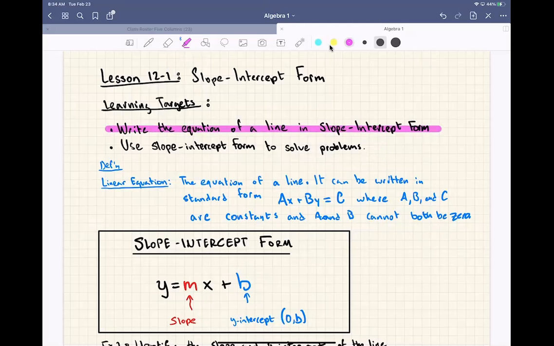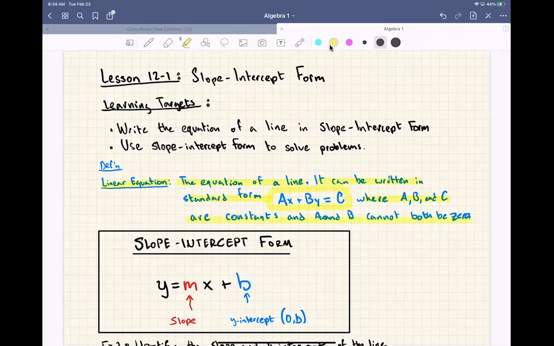But first we gotta go over one word before we can even begin. The word is linear equation. That's our new term today. A linear equation is the equation of a line. It can be written in standard form, which is ax plus by equals c, where a, b, and c are constants, and a and b cannot both be zero. We're gonna go into more detail later on.